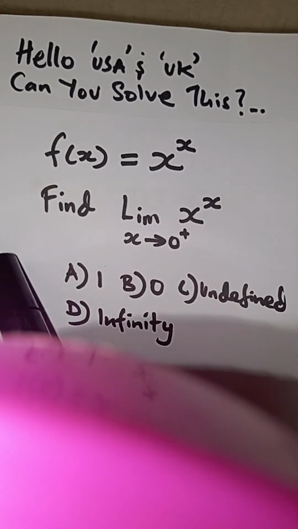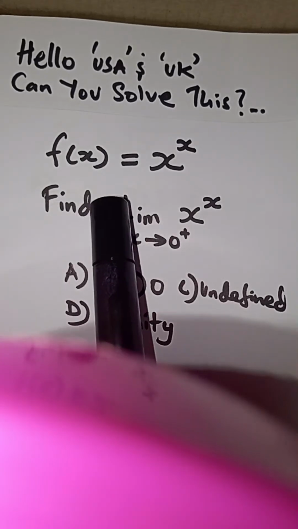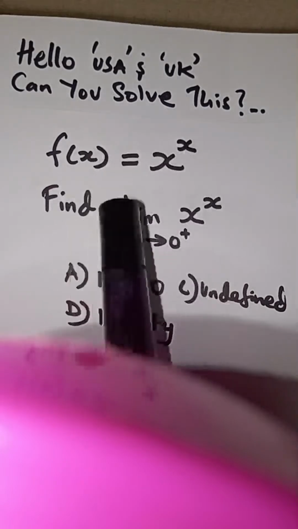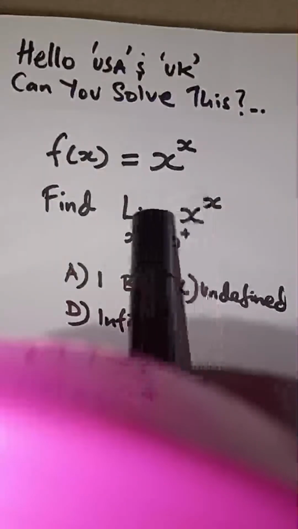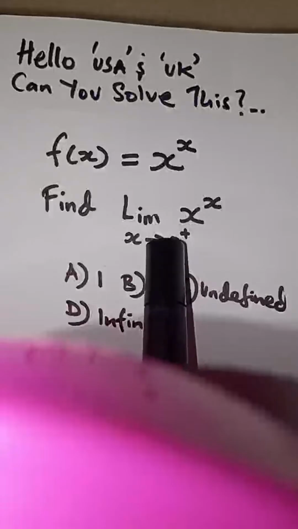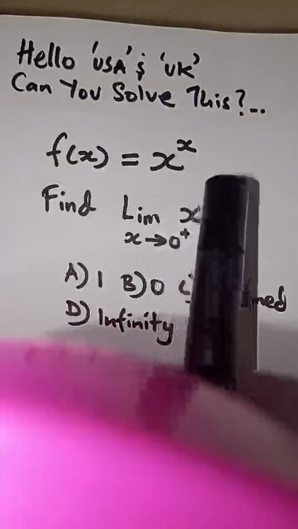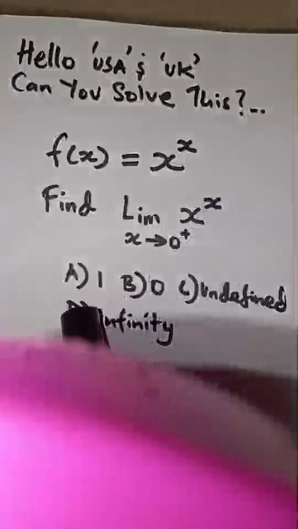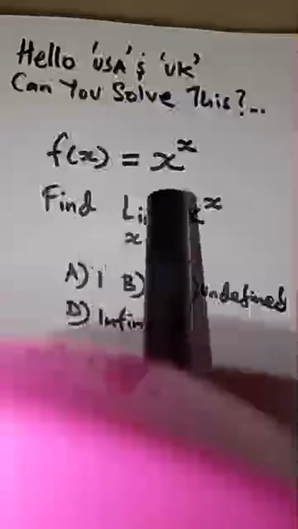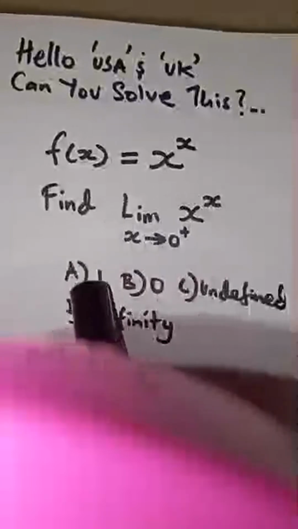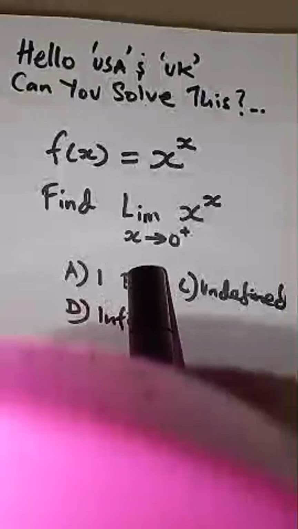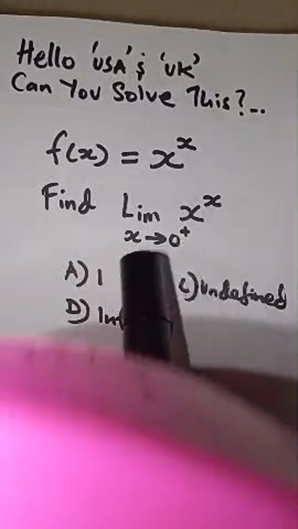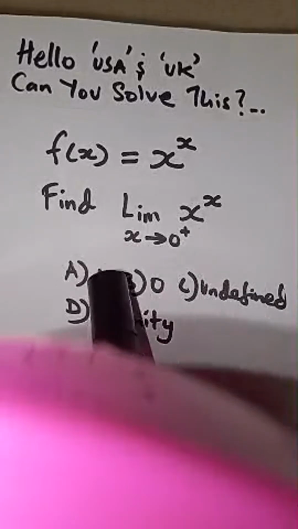A function of x, f of x is x to the power x, and then you're asked to find the limit towards x as 0 for x. And then here, are we getting A is 1, B is 0, C is undefined, and D is infinity.